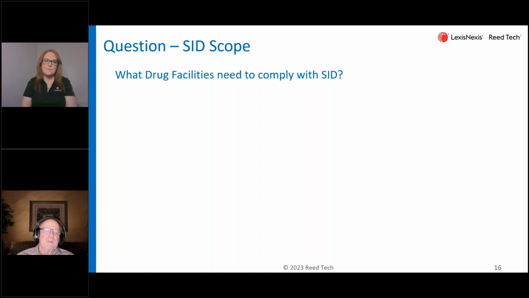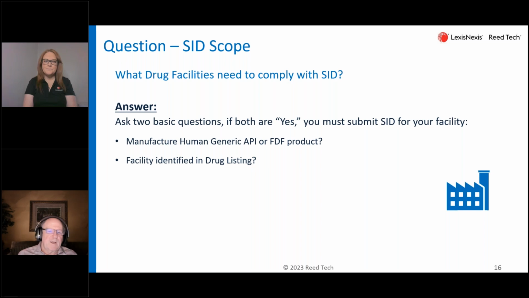Well, that's a good one. Just like the question earlier about if I'm a manufacturer, do I need to comply with the user fees? The same question comes up: do I need to comply with the self-identification requirements? There are two very simple, basic questions that get you into the arena and would apply to most drug facilities. If you answer both of these questions with yes, there's a very high probability that you would need to submit self-identification about your facility to the FDA.